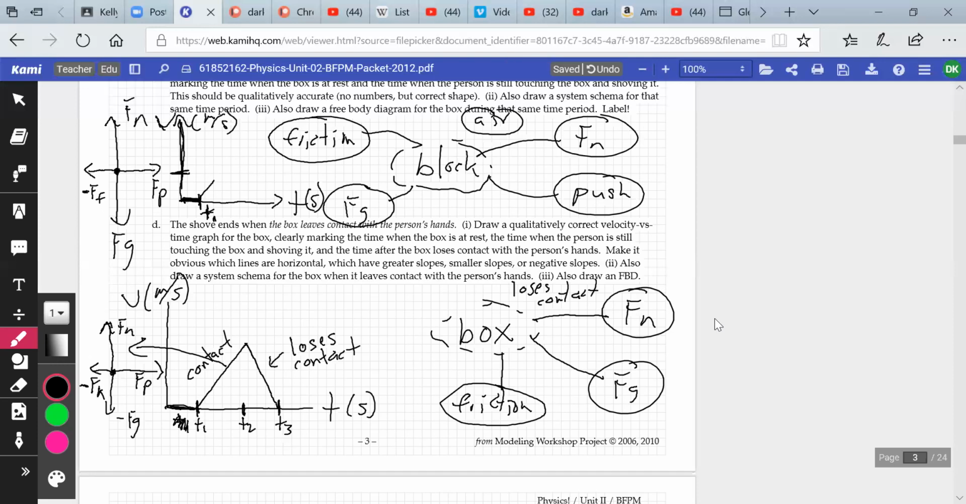And then my free body diagram when I lose contact would be something like this. Still on the floor, normal force, force due to gravity, and I have kinetic friction or just friction force. Because it's a rough surface, it's still going to have friction there, but it's the moving friction or kinetic friction. So notice that I don't have my pushing force there because I've lost contact. So this is my free body diagram for losing contact, and then it comes to rest.